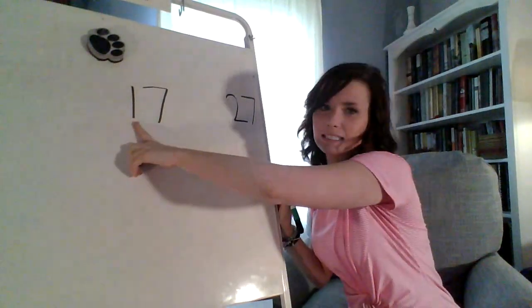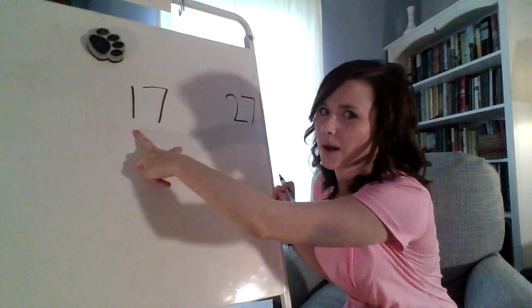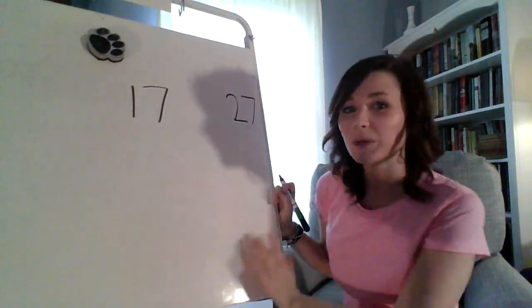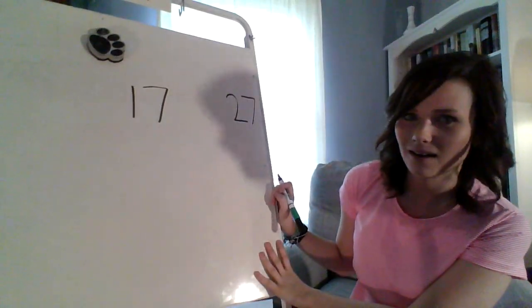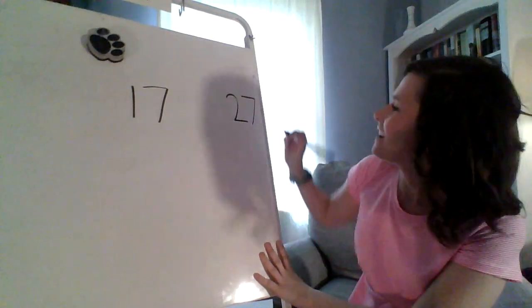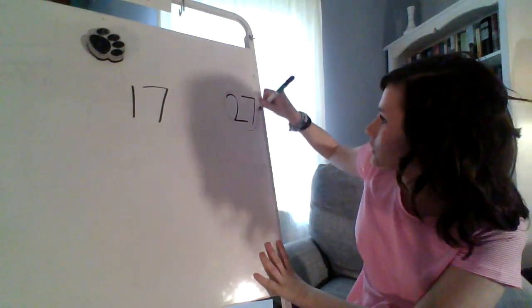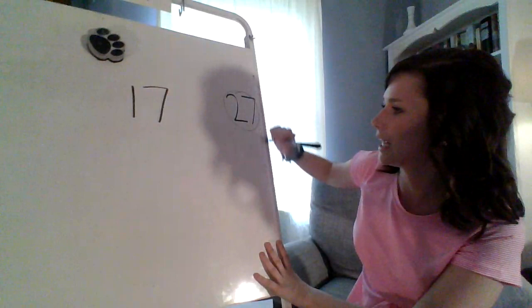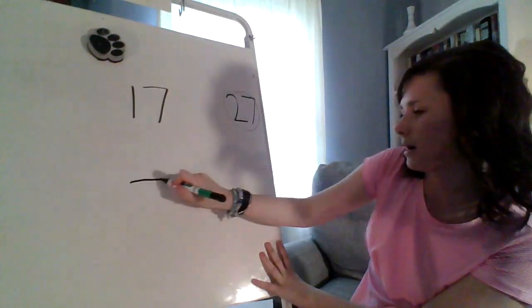Look at the numbers in the tens house. This only has a 1. This one has a 2. Which one do you think is greater or bigger? You're right, 27. So circle 27 or color 27. You'll color it. And then we have our sentence on the bottom.